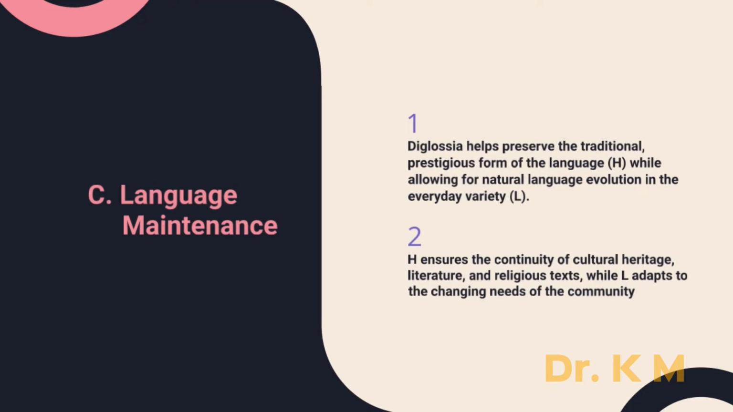C. Language maintenance. 1. Diglossia helps preserve the traditional, prestigious form of the language, high, while allowing for natural language evolution in the everyday variety, low. 2. The high variant ensures the continuity of cultural heritage, literature, and religious texts, while the low variant adapts to the changing needs of the community.